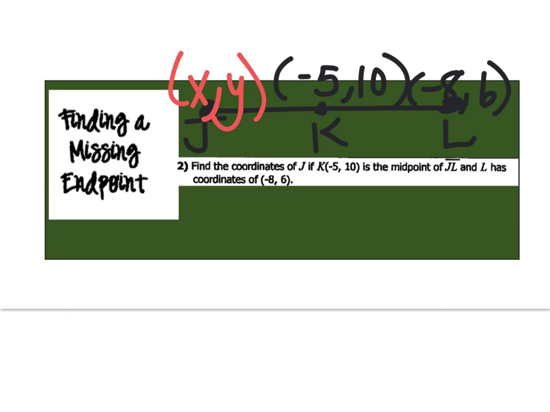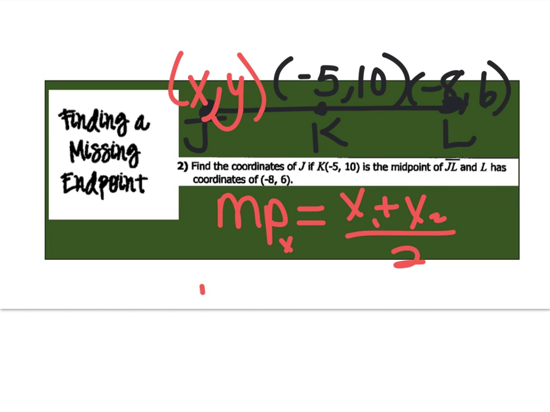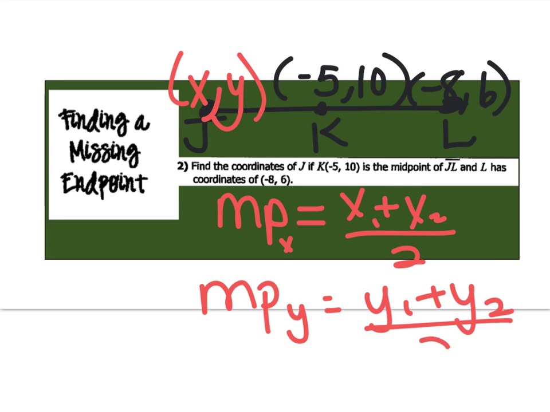All right, so what we're going to do is, in the next slide, we're going to set it up. The midpoint when we're trying to find our x values is going to be x1 plus x2 over 2. And when we try to find our y value, we're going to do the midpoint of the y's is equal to y1 plus y2 over 2. So we're going to have two different equations set up. Let's see what we get.